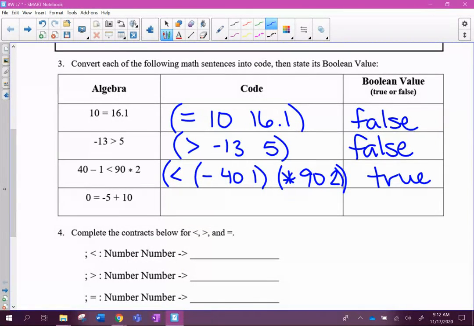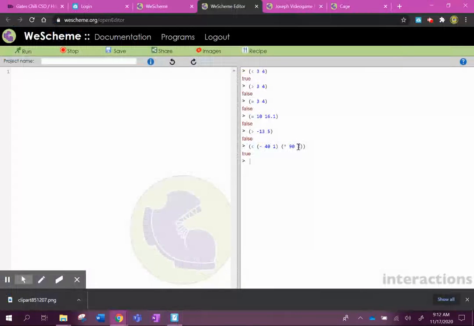All right, and then the last one, 0 equals negative 5 plus 10. So equals 0, plus negative 5, 10. Equals 0, plus negative 5, 10. False.